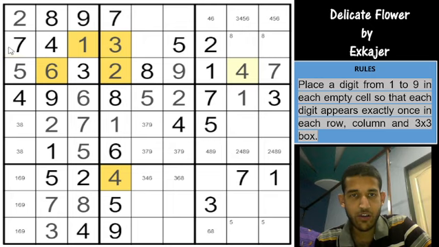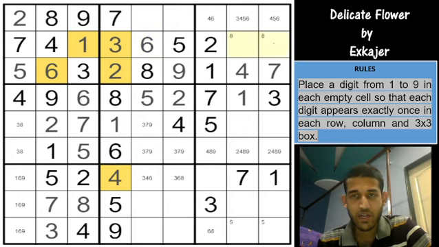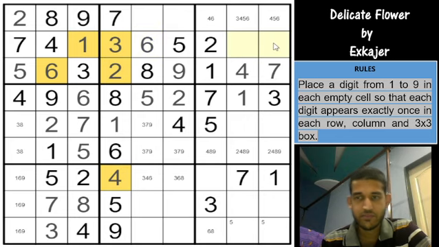And if I look at row 2, I have 1, 3, 4, 7, 2 and 5. And 8, 9 cannot be in this cell. So you have a naked single there. So that becomes a 6, and that would have to be an 8 and a 9.